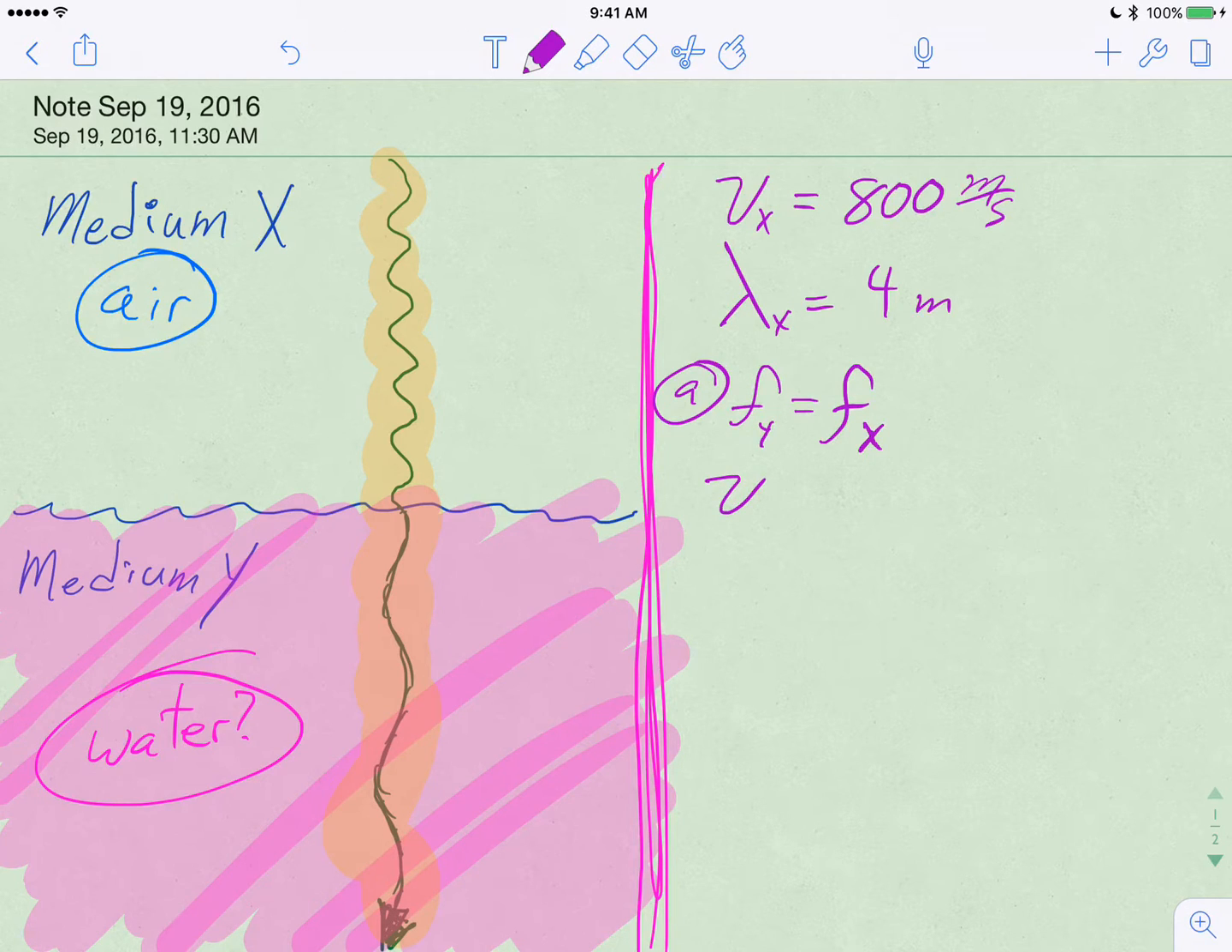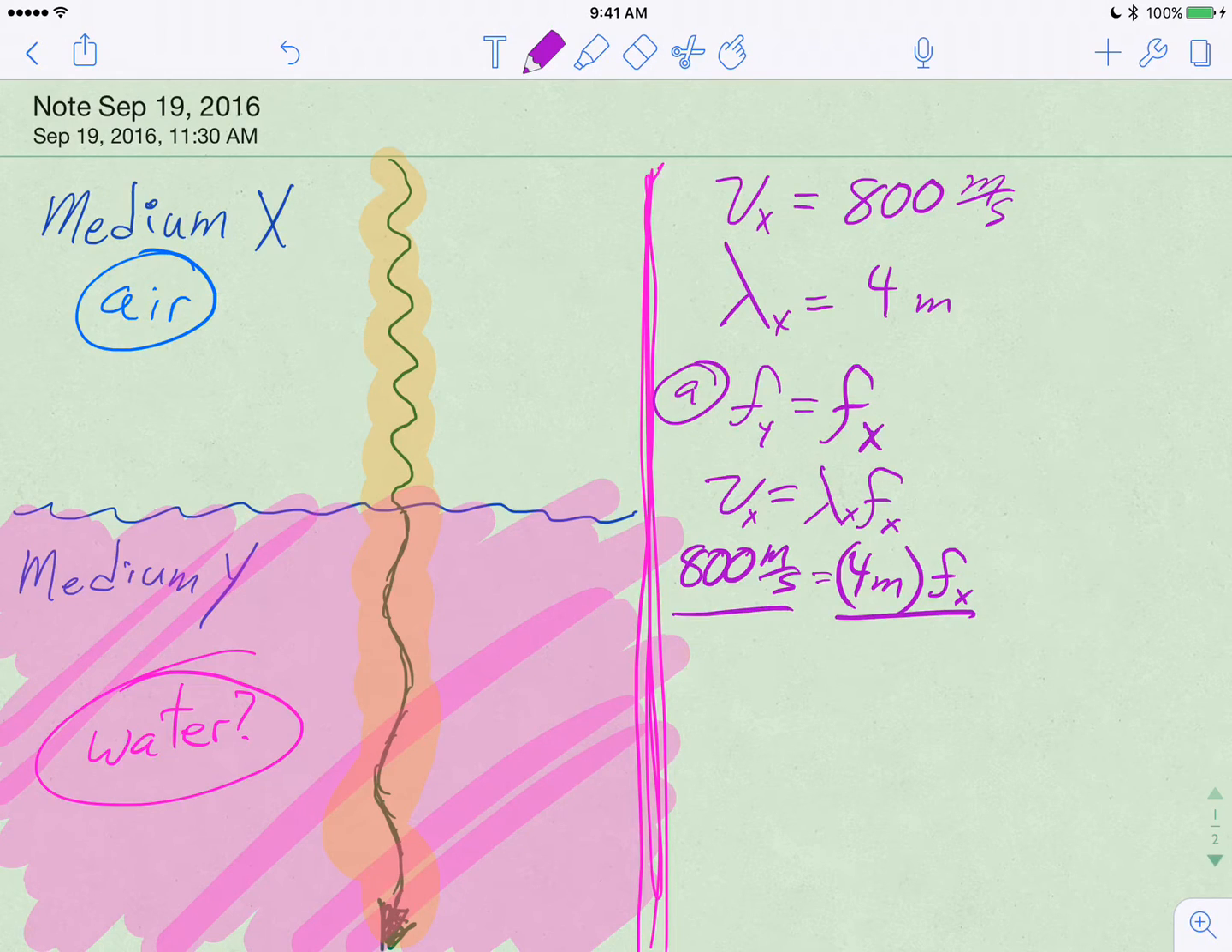So we're going to start with our wave equation, v equals lambda times f. Maybe they'll put in the X's here for medium X. So the velocity in X equals lambda X times the frequency in X. And then let's go ahead and put in the numbers. We're going to substitute. So we'll have 800 meters per second equals 4 meters for lambda. I'm going to put that in parentheses, and we can solve for f_X.